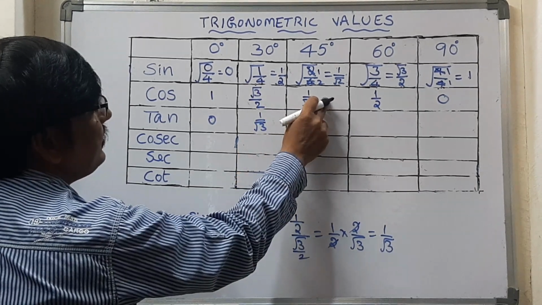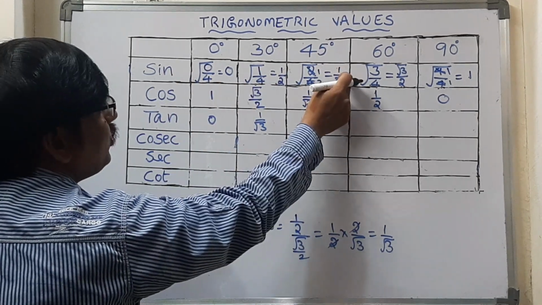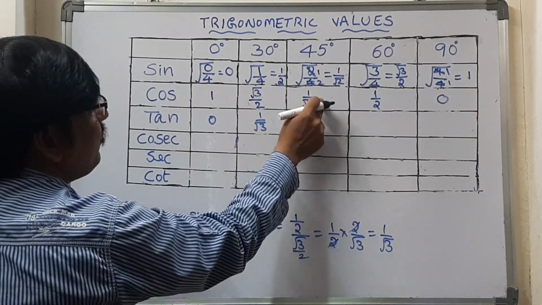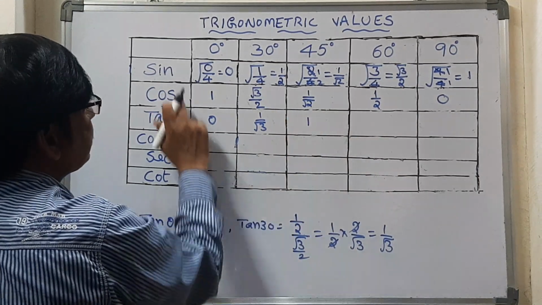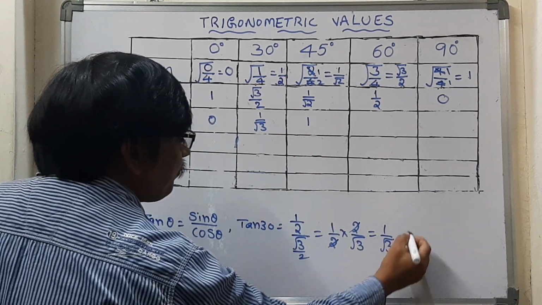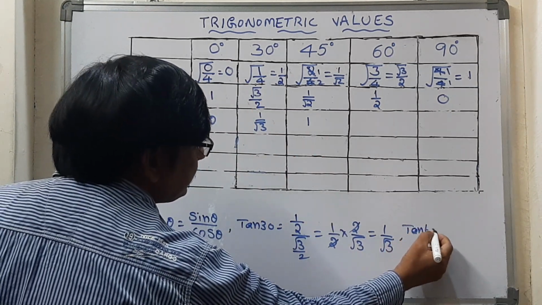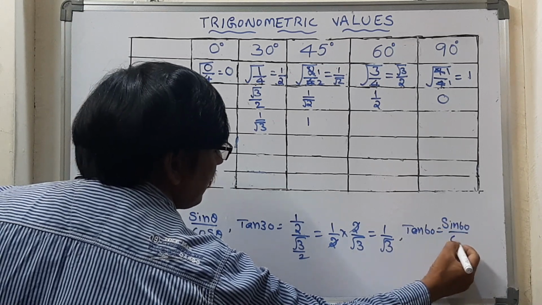And it is very easy because tan 45 means sin 45, 1 by root 2, by cos 45, 1 by root 2. 1 by root 2 divided by 1 by root 2 is 1. And here is now tan 60. Tan 60 is equal to, what is the formula? Sin 60 by cos 60.